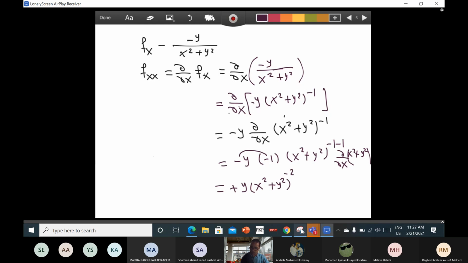What is the derivative of x squared plus y squared with respect to x? It is 2x for x squared, and it is 0 for y squared because I'm differentiating with respect to x. Now, I can get this one down to make it 2xy over x squared plus y squared. I make the power positive if I take it in the denominator. So this is my fxx.